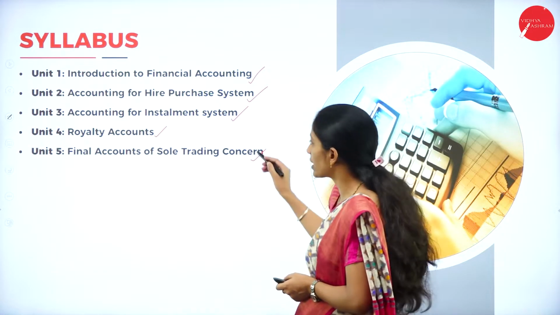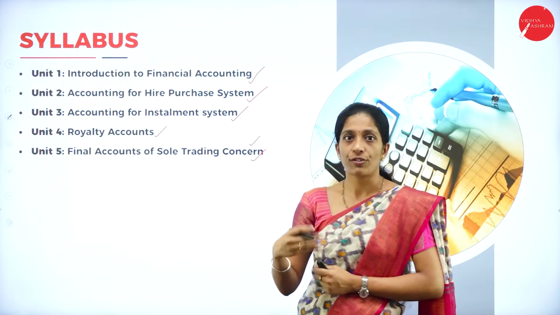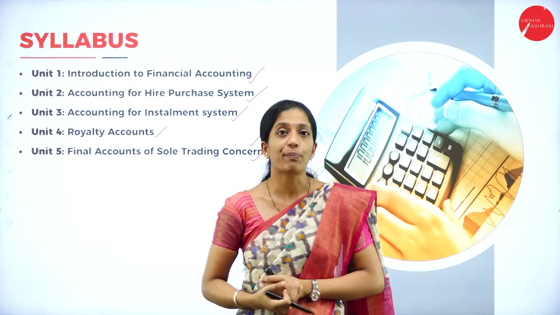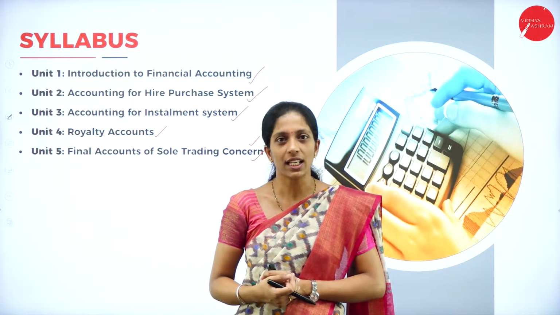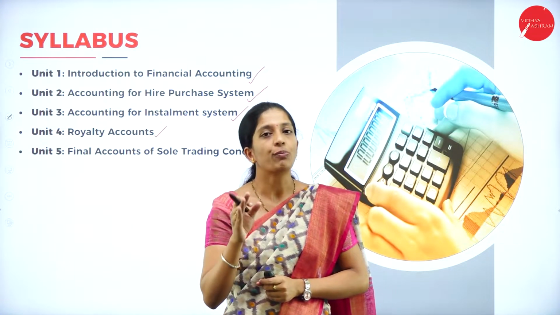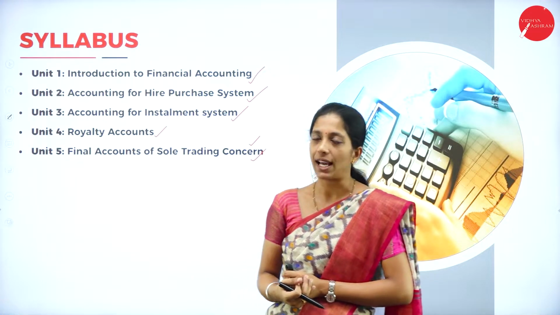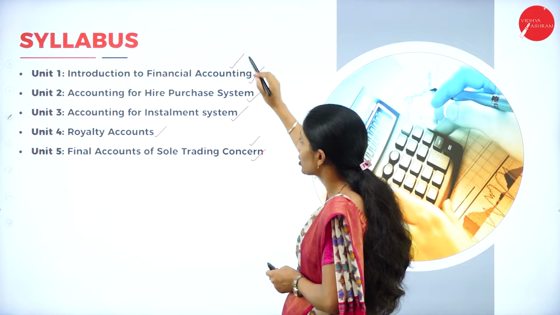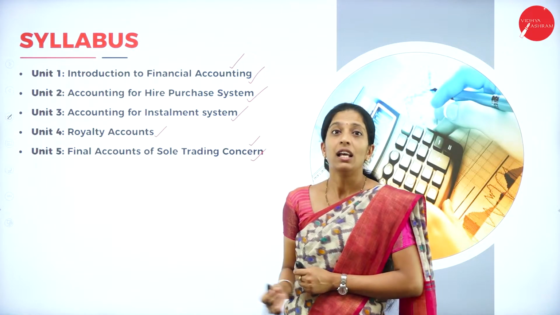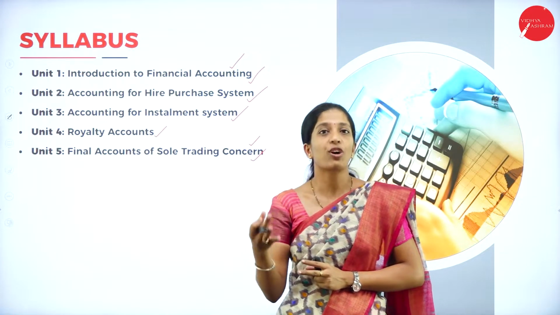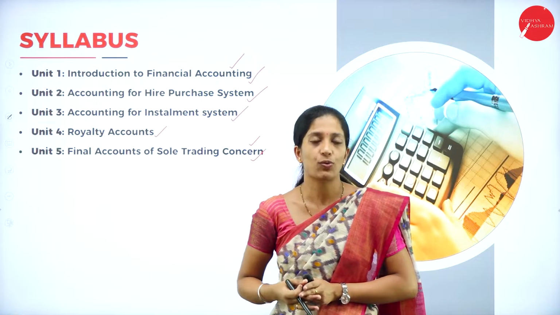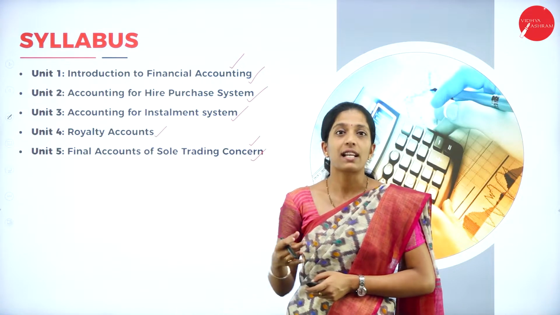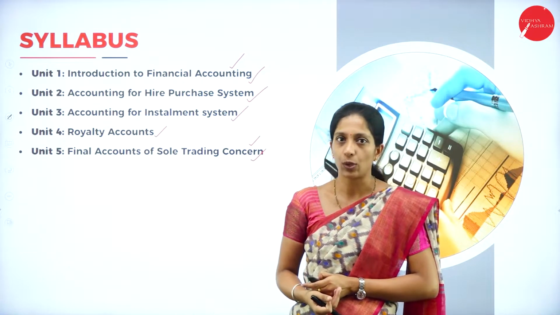This you have already learnt in your PUC. If you are a commerce student, you have already learnt how to prepare final accounts of a sole trading concern, that is trading account, profit and loss account as well as balance sheet. So here if you see all these units, you are familiar with the first unit and you are familiar with the last unit, but there are few more advancements or few more adjustments that you have to learn here. Okay, so these are the units or the syllabus for this Financial Accounting 1.